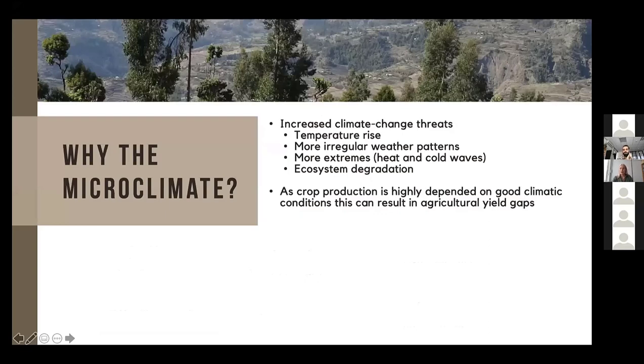So first of all, why the microclimate? Well, I think we're all very familiar with the increased climate change threats as a result of global climate change. We all know that the global temperature is rising, weather patterns are becoming more irregular, and there will be more extremes, already happening but even more in the future, consisting of heat and cold waves. Unfortunately, this automatically leads to ecosystem degradation. And as crop production is highly dependent on good climatic conditions, this can also result in agricultural yield gaps.